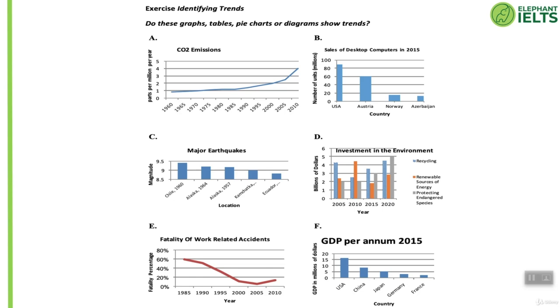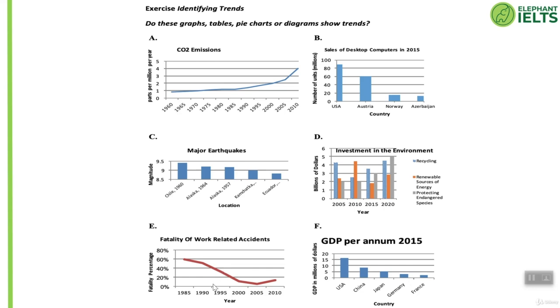What about C? This one is looking at major earthquakes, and there are some countries there and years, but is time moving steadily forward? No, it's not. So we cannot say this is a trend. Look at D. This one shows the investment in the environment from 2005 to 2020. Is this one a trend? Yes, it is.